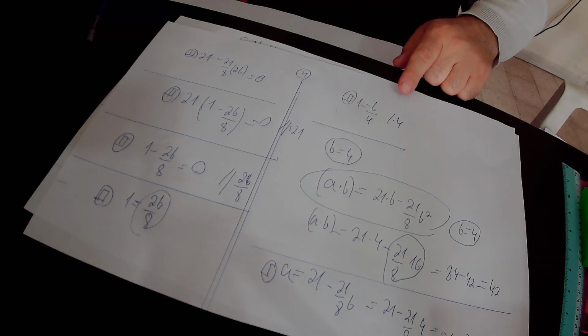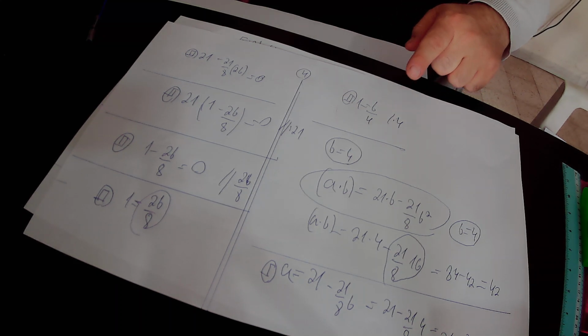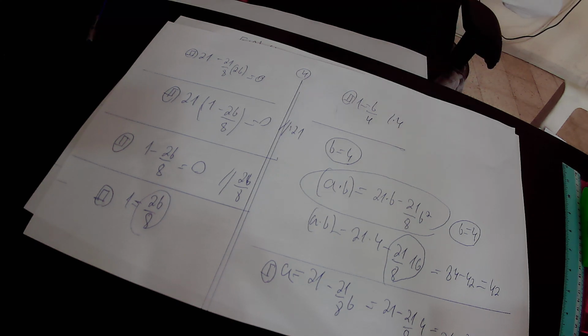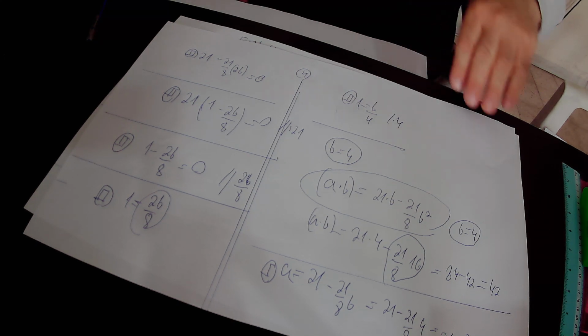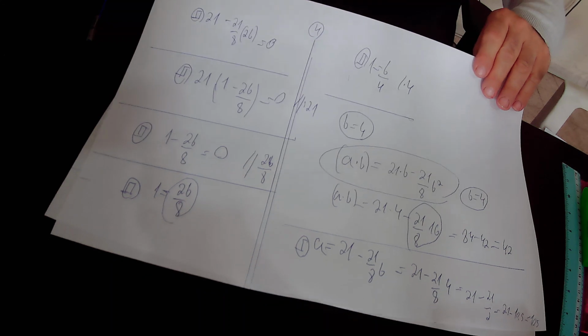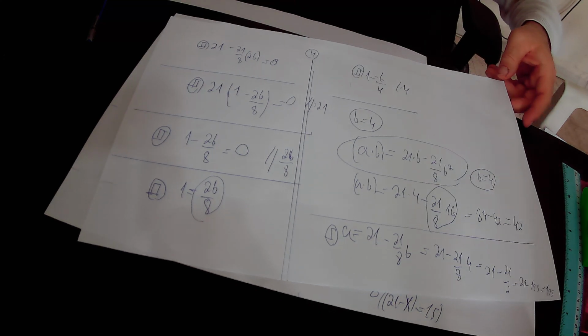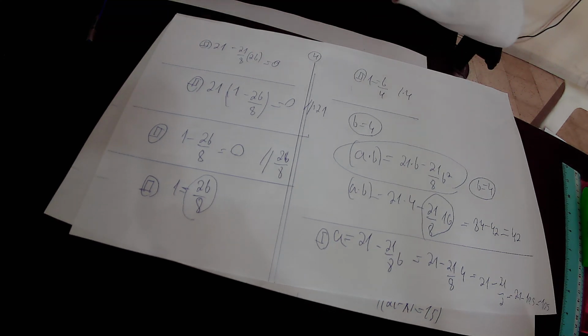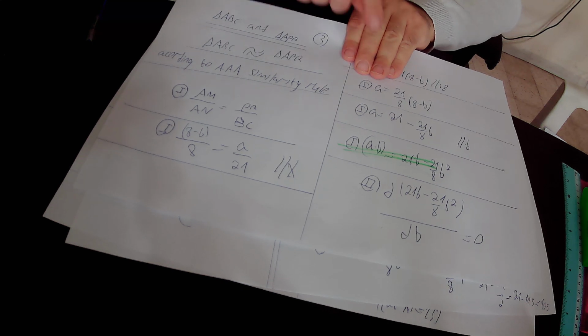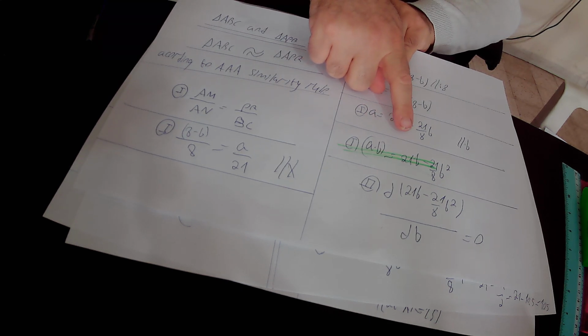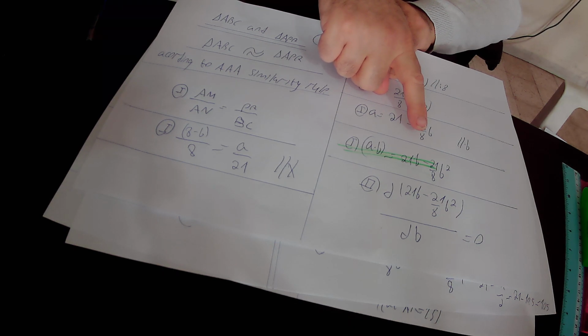Here we multiply this equation 2 by 4, and finally found out that b equals 4 units in its length. That is to say, the extreme point of this function area AB equals 21b minus 21 over 8 b squared. The extreme point is when b equals 4.